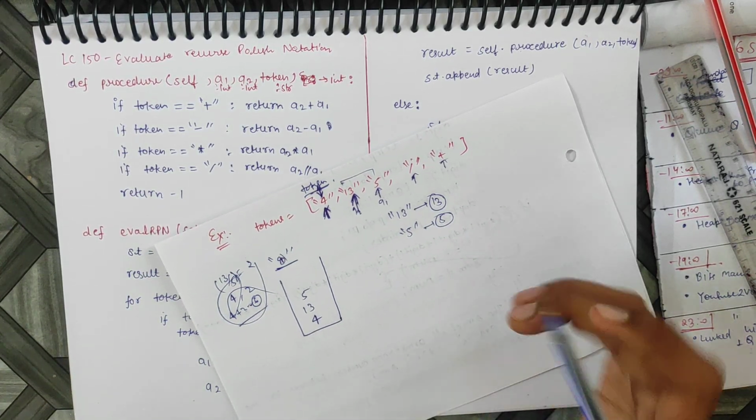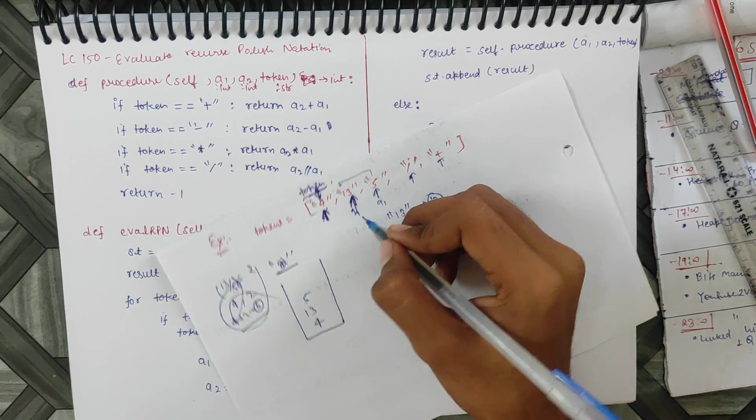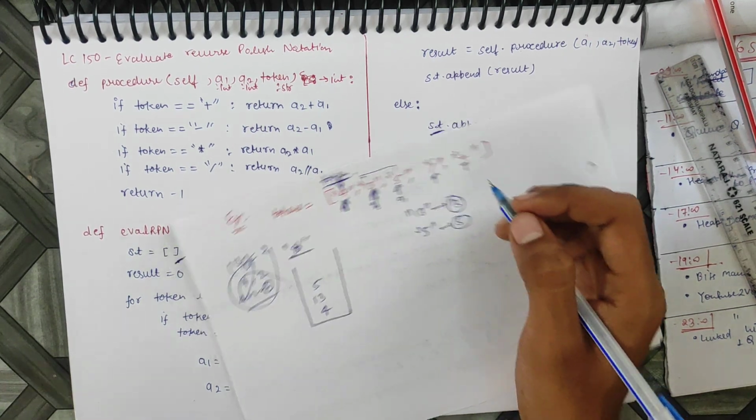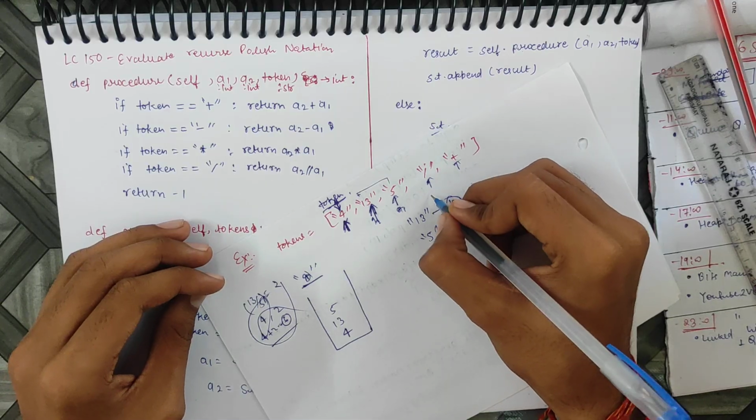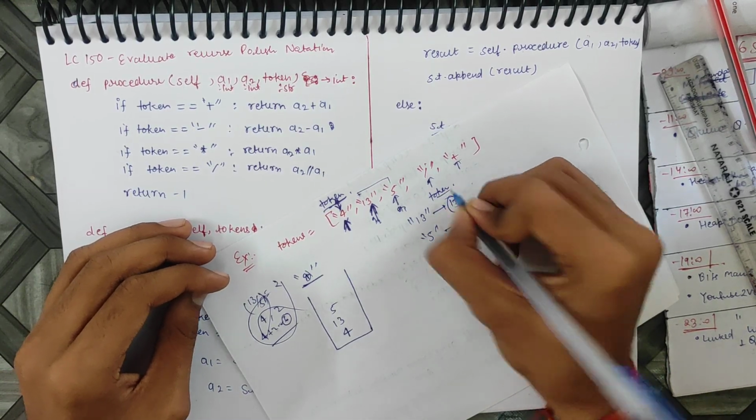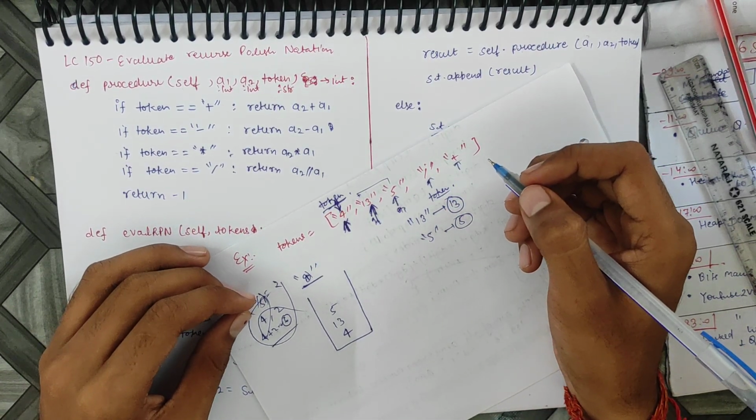Now we have the operation. After pushing the elements, we keep moving. So now we are here. Okay, now we have the operation to perform, which is division.